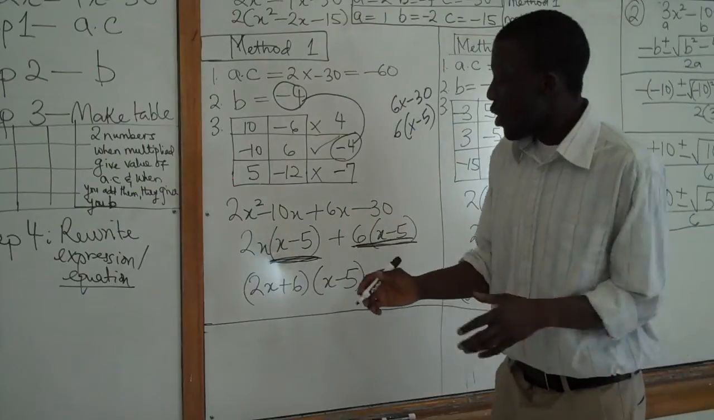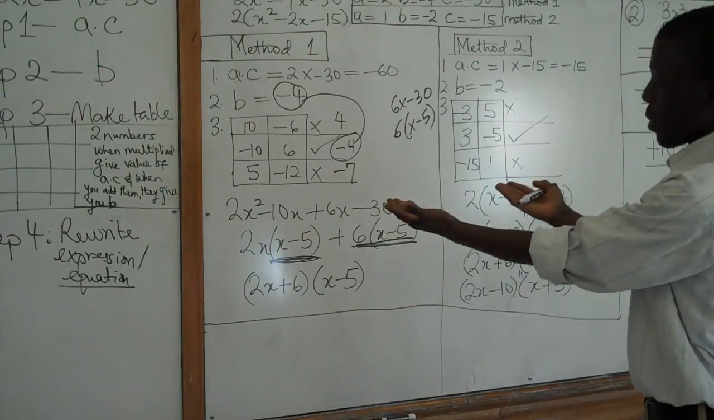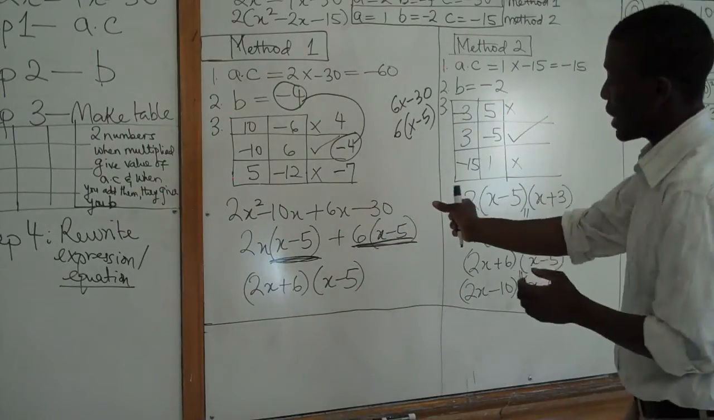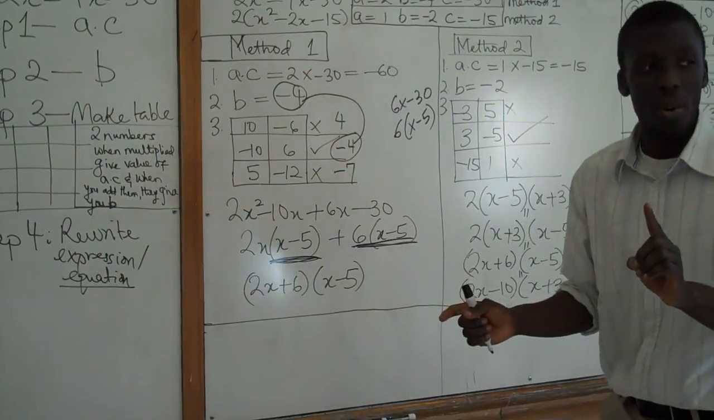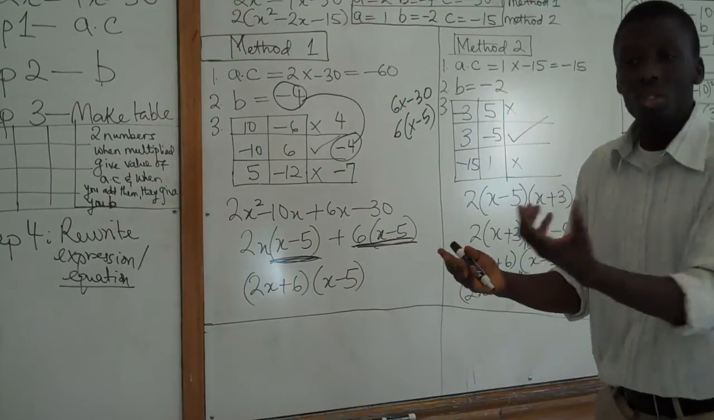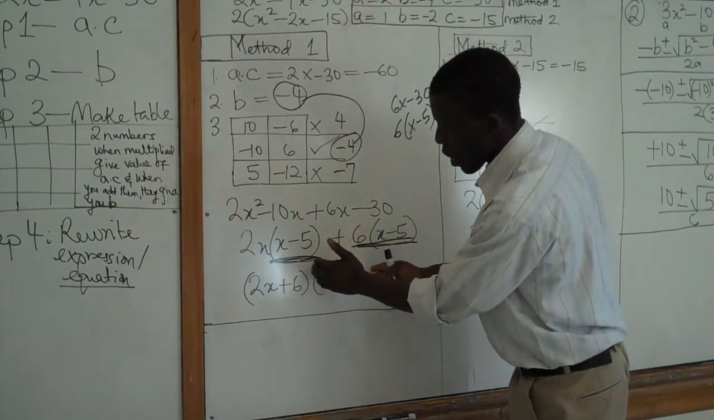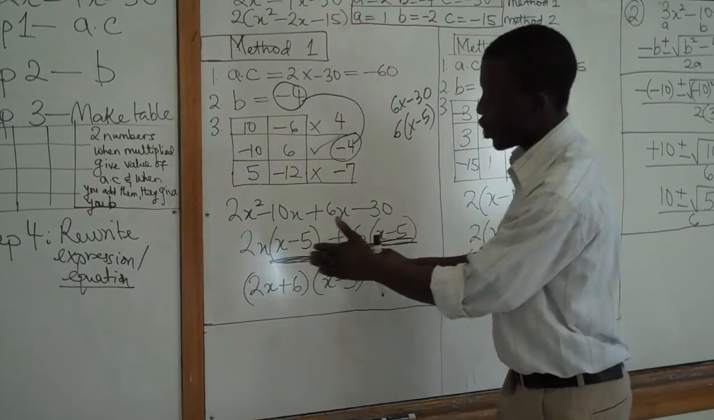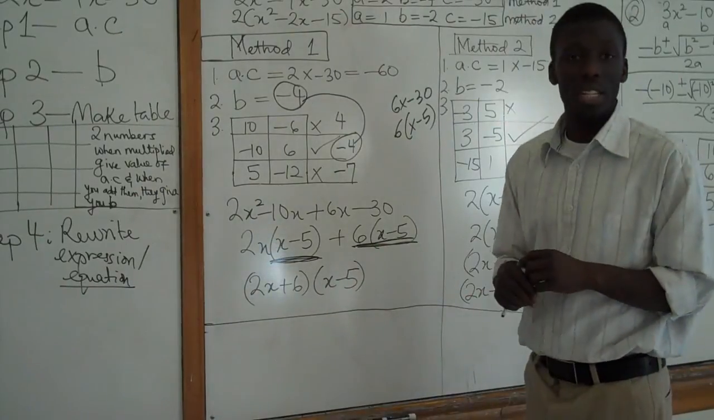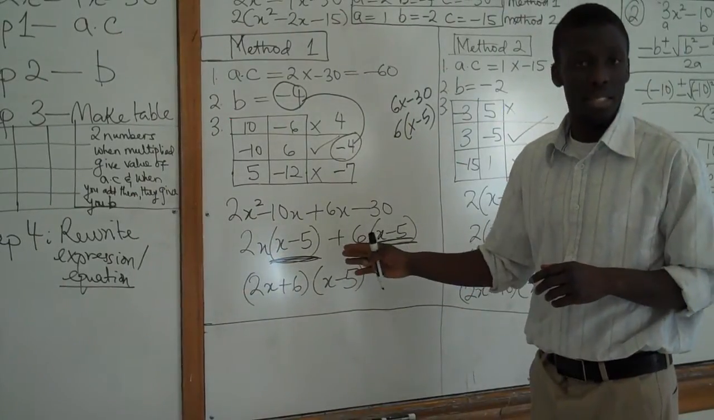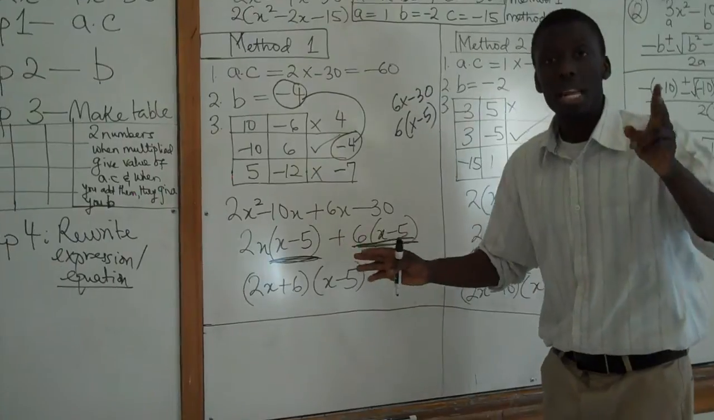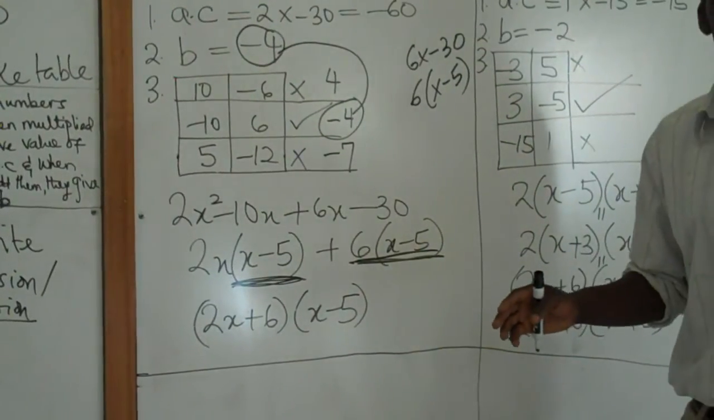So now, both terms, 2x into x minus 5 and 6 into x minus 5, have something in common. And that's x minus 5, right? So I take out the x minus 5 and it becomes its own bracket. It's one bracket. And the only thing left is 2x plus 6. That's all that is left. Does that make sense? That's method 1.